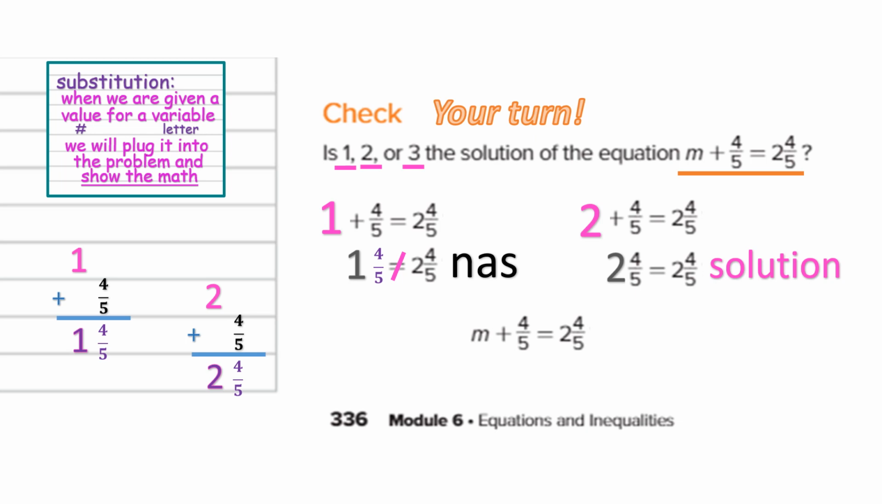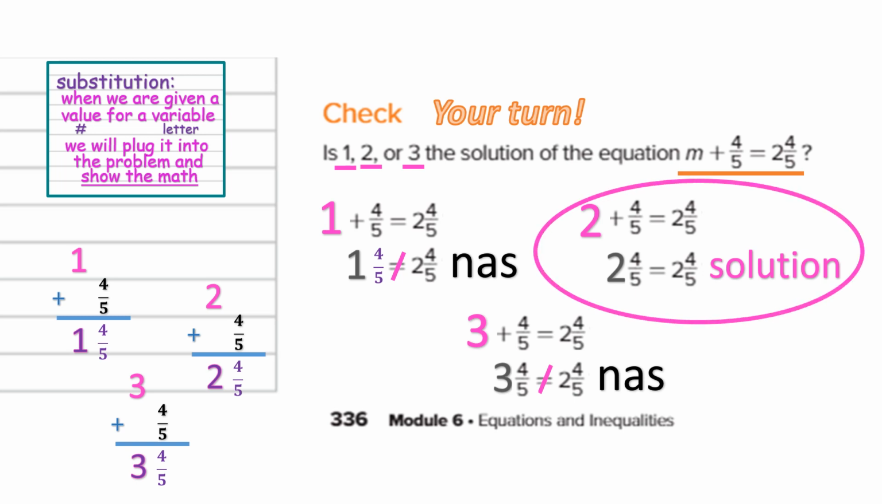That is a solution. But I also have to check the 3, because that tells me I have 3 different numbers I have to try. So we create the math problem again. We have everything lined up according to whole numbers and fractions, and we just simply have to drop them down, and we can see that 3 and 4/5 is not equivalent to 2 and 4/5. So my solution is 2.